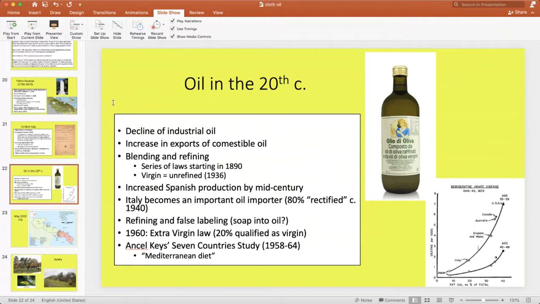And indeed, Italy becomes, already by the 1940s, an important oil importer. Now, this seems a bit crazy because Italy produces more than enough oil for consumption in Italy and exports a large quantity as well. And there are these new markets in the US and Argentina and so on. And indeed, it's because of those new markets that the importing takes place, because much of this oil, imported mostly from Spain, goes to those refineries and is, in the language of one study that I looked at, rectified. So the acidity is lowered, it's bottled and sold as Italian oil.